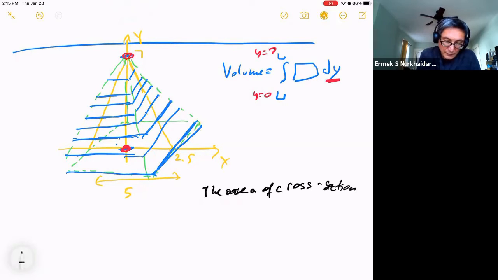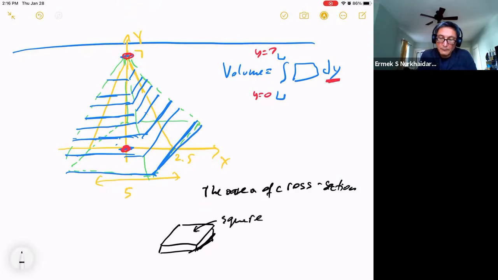The area of cross section. That is basically what we do. We look at our slice. On top we see a square. So area of cross section is going to be length squared, because area of a square is equal to length squared.